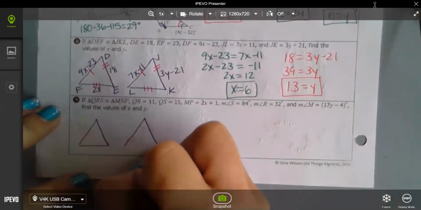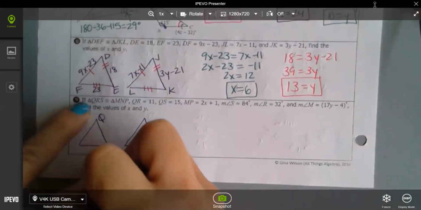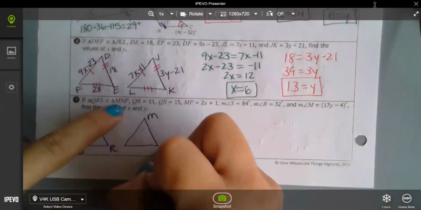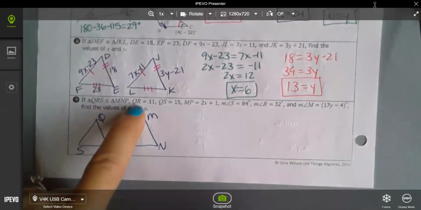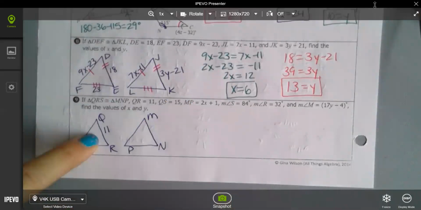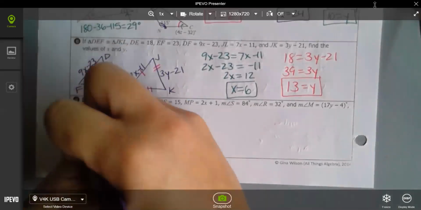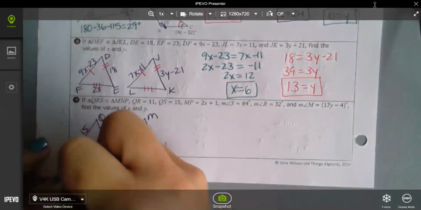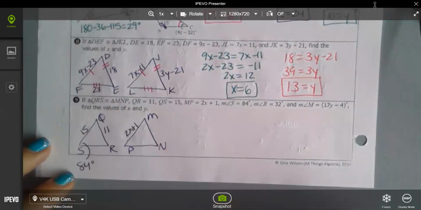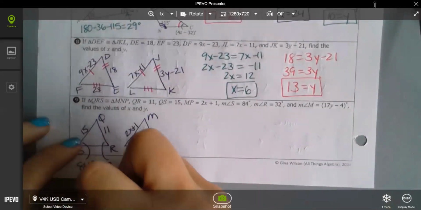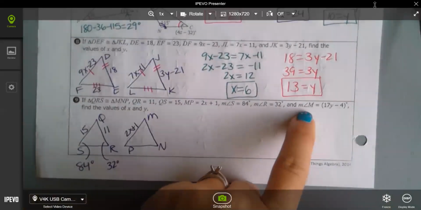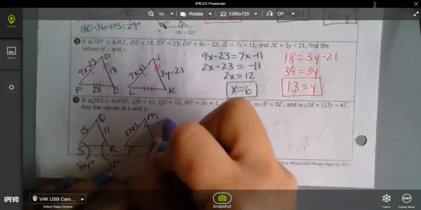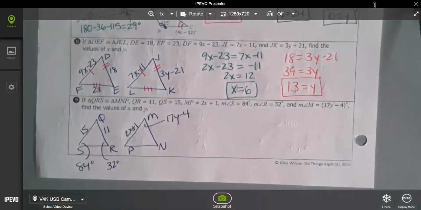All right, so I have two congruent triangles. I'm going to label them the same way. How about QRS? And this is going to be MNP. QR is right here. That's 11. QS is 15. MP is 2x plus 1. Angle S is 84 degrees. Angle R is 32 degrees. Angle M is 17y minus 4 degrees. All right, and we need to find the values of x and y.